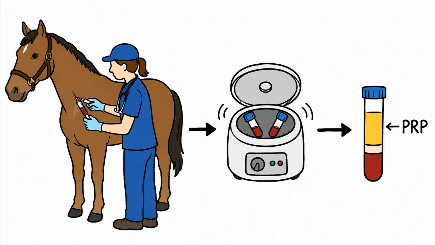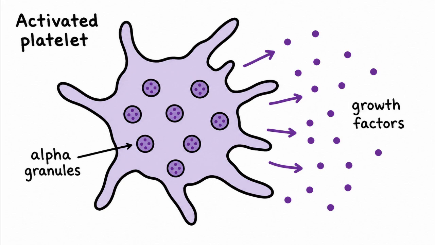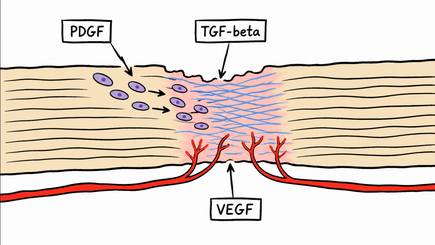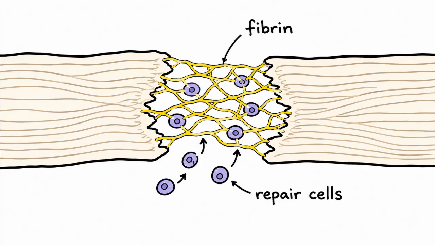Platelet-rich plasma, or PRP, is made from the horse's own blood by concentrating platelets into a smaller volume of plasma. When activated, the platelets release growth factors from alpha granules. Platelet-derived growth factor promotes cell migration and proliferation, transforming growth factor beta influences collagen and extracellular matrix production, and vascular endothelial growth factor supports new blood vessel formation. The fibrin network provides a temporary scaffold for repair cells.